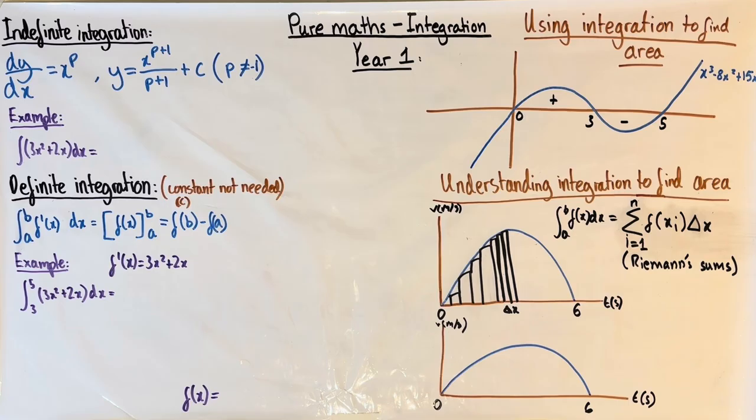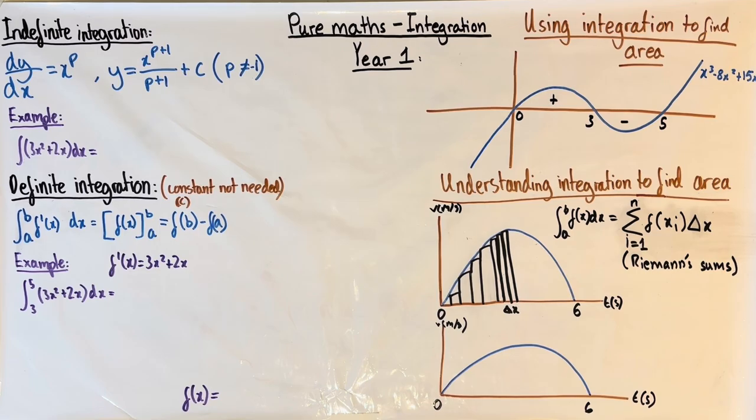So let's begin with indefinite integration. When we integrate something, it's the reverse process of differentiation. When we have dy by dx, that's the gradient function, say x to the power of p. Well, if we want to get the equation of the line, we do y equals x to the power of p plus 1 over the power plus 1, plus c. And we're going to see why we need to do a plus c when we do this example.